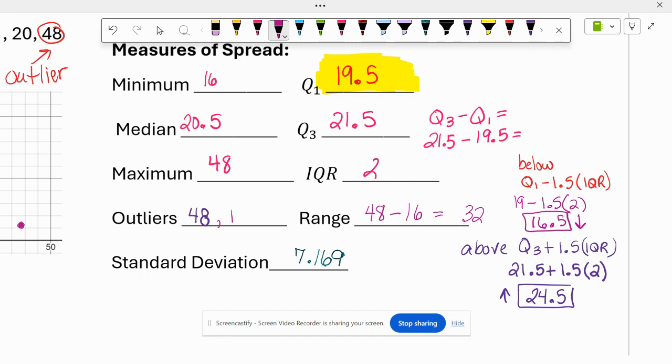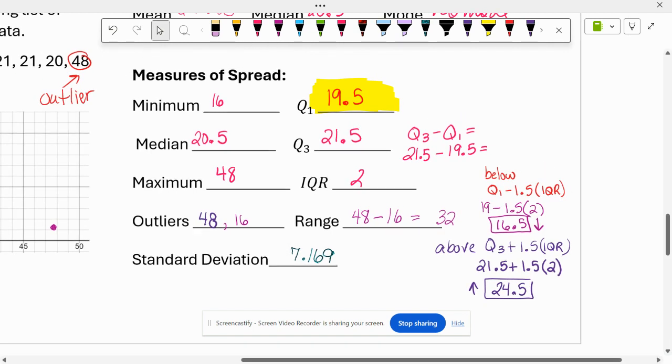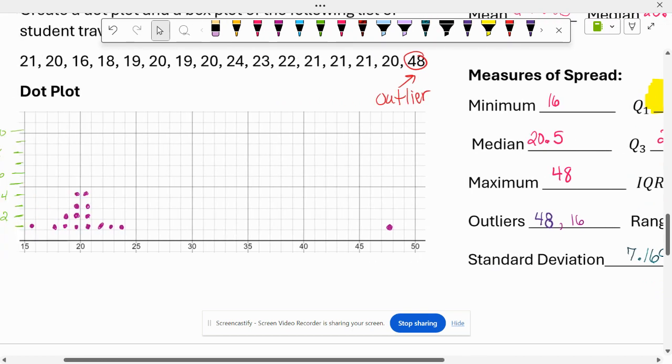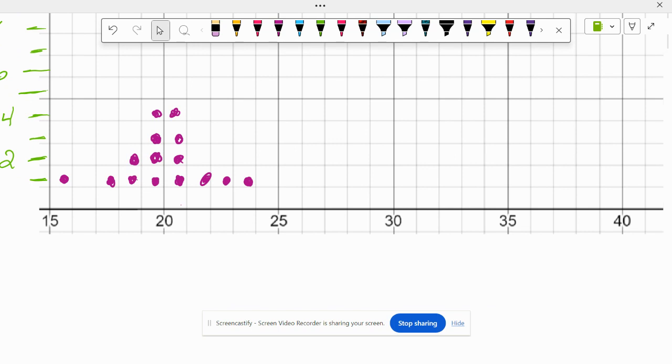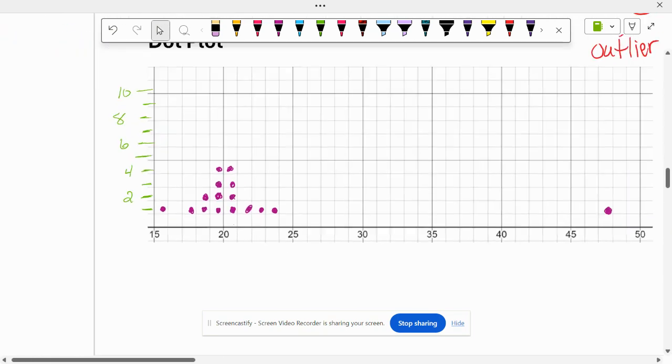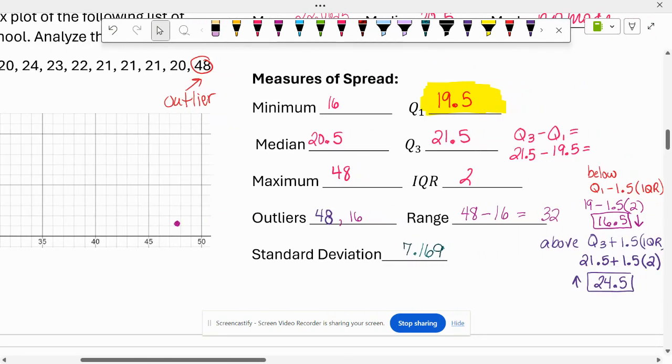16 is also an outlier. You got both of them without doing the math? I didn't feel like 16 looks like an outlier. That was good thinking. So those are your outliers. Questions?